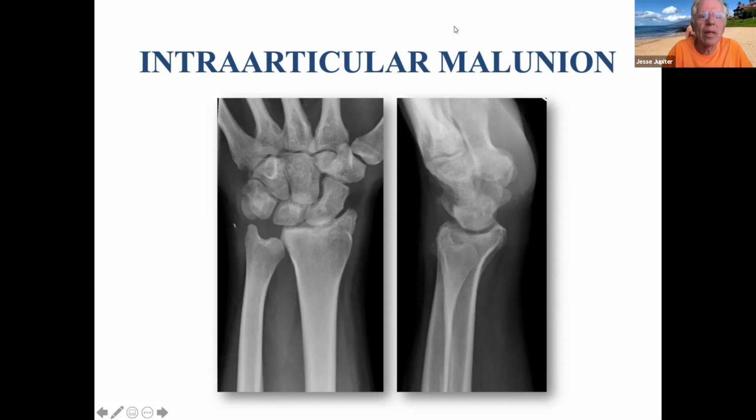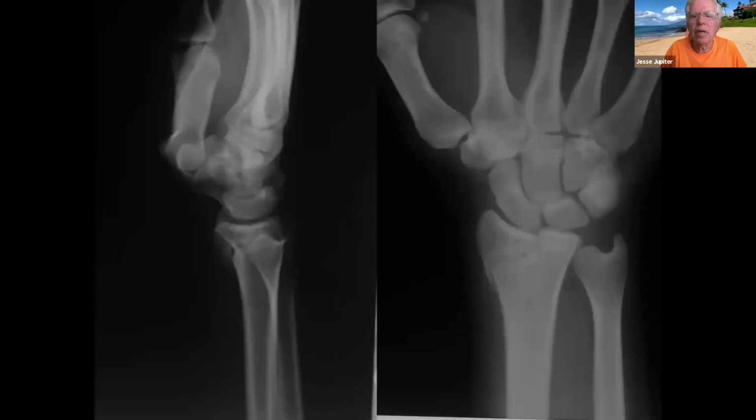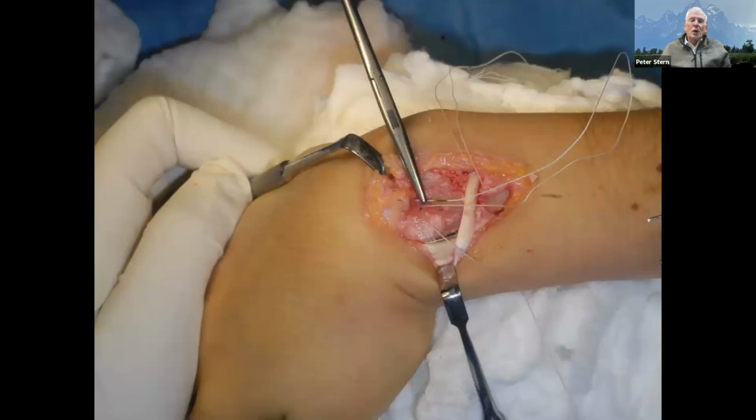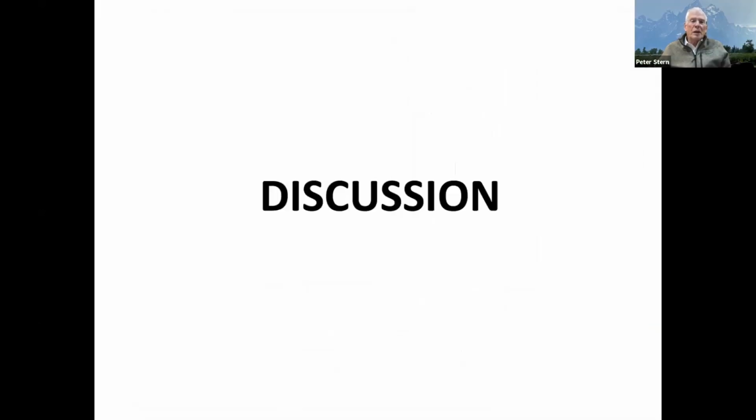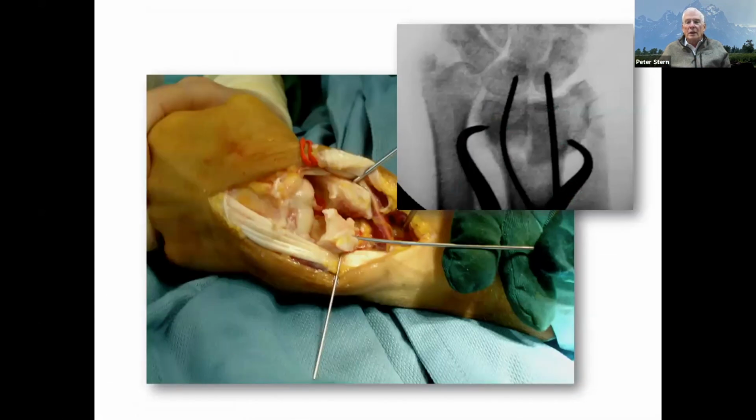And Peter, any thoughts about doing that from a volar approach? That midcarpal realignment and fusion? So I haven't had any experience. I'd be curious to know exactly where you're going with that.